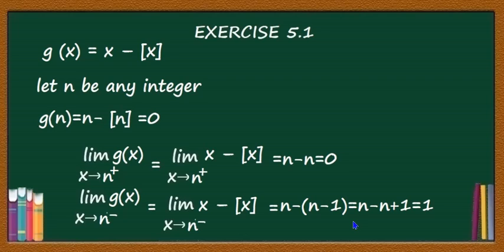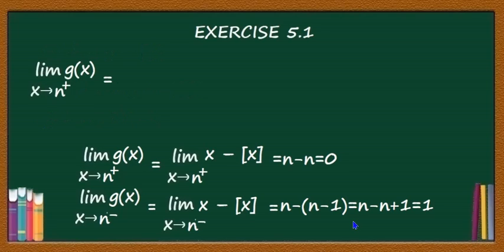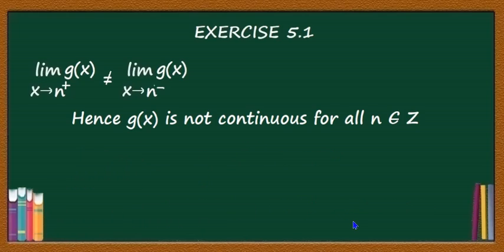And here the left hand limit and right hand limit are not equal. That's why g of x is not continuous for all n belongs to Z.